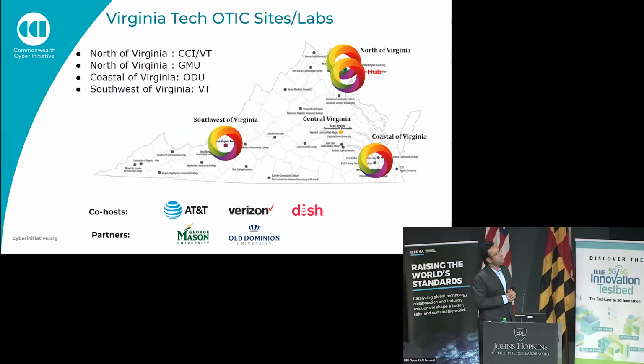So these are the different sites that are part of this OTIC center. We have the Northern Virginia node where we are present, and George Mason University is there as well. We have the Southwest Virginia node where the Blacksburg main campus of Virginia Tech is taking the lead. And we have the Coastal Virginia node where Old Dominion University is taking the lead. We also have 3 industrial partners, namely AT&T, Verizon, and Dish, who are co-hosting with us. And we have the academic partners, as I already mentioned.